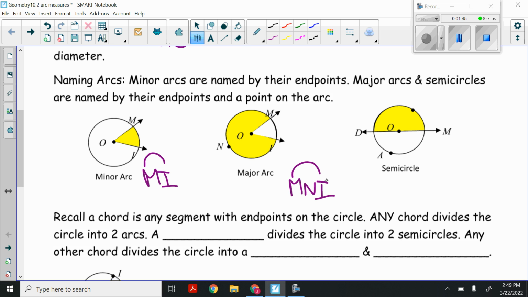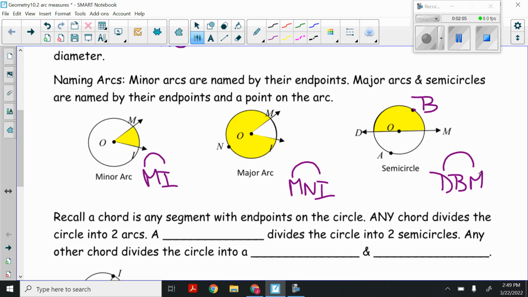And then the semicircle. We see the yellow part up here, but I don't have another name right here. So let's see, if I called that B, then I would say DBM. So arc DBM would be my semicircle.